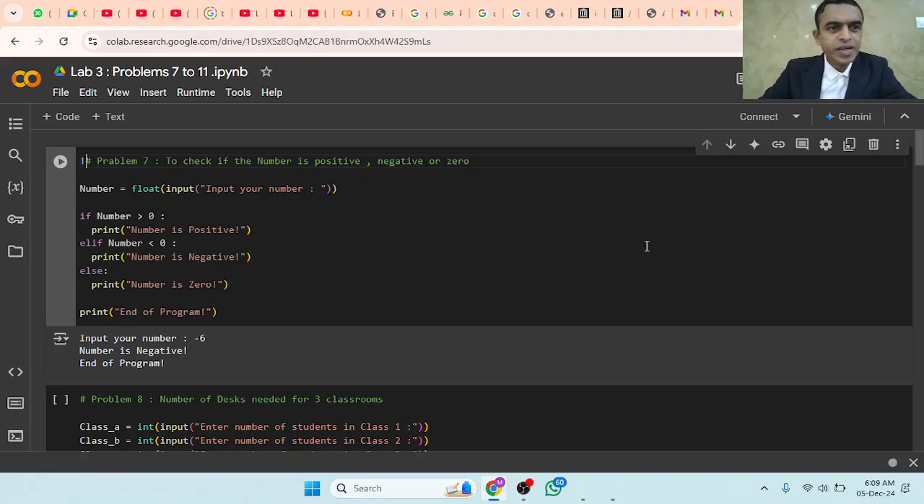Namaste friends, so we are back to lab 3. Here we are going to solve problems from 7 to 11. So let's go to problem 7 now. Problem 7 is to check if the number is positive, negative or 0.